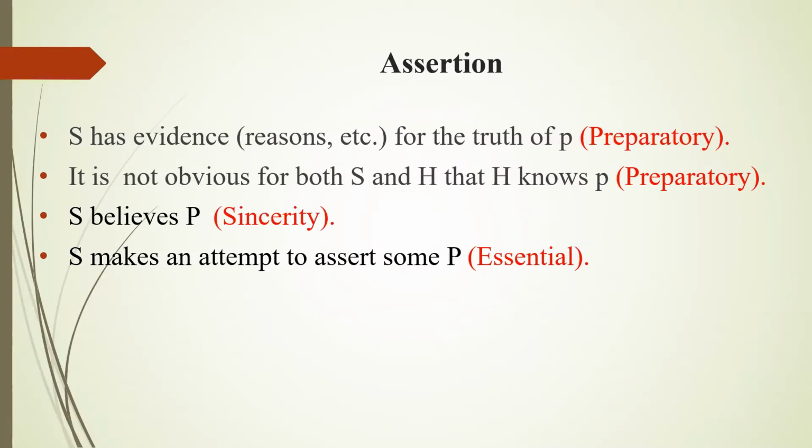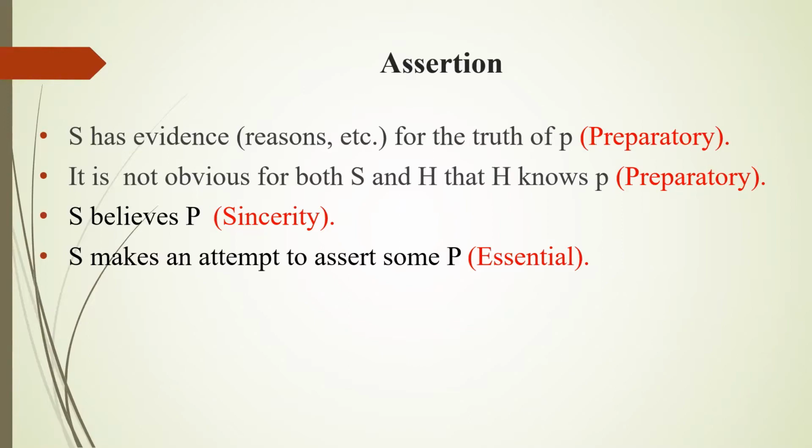Assertion is kind of making a remark. As I said earlier, if we say there is a snake in the backyard, that's an assertion. So when is an assertion appropriate or felicitous? S has evidence for the truth of P. The speaker has reasons to believe, or believes, that there is a snake in the backyard. So if I say there's a snake in the backyard, the speaker has evidence and reasons for the truth of P, the state of affairs, the statement that I'm saying.